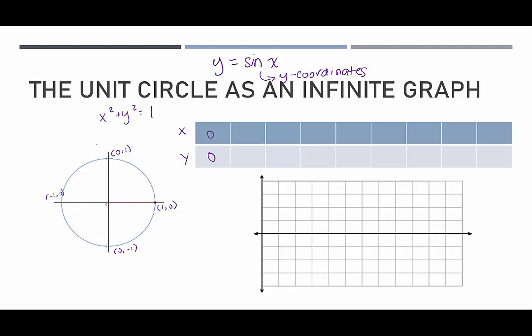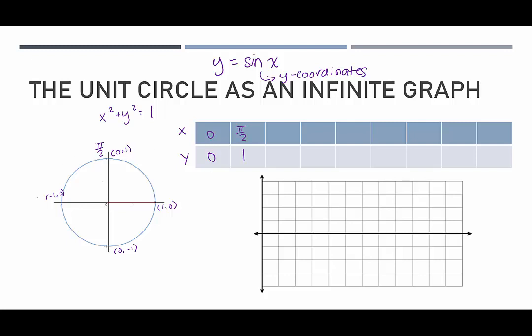The next important point is going to be up here at pi over 2. Generally, when we do the graph, it's almost always in radians. It can be in degrees, but usually it's radians. So here, this means we're plugging in pi over 2 into sine. And sine of pi over 2, it's the y coordinate, so it's 1.